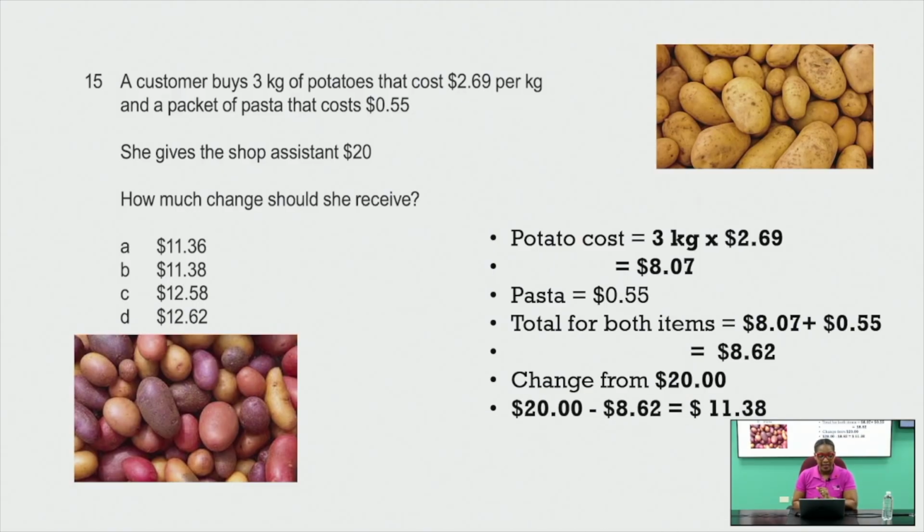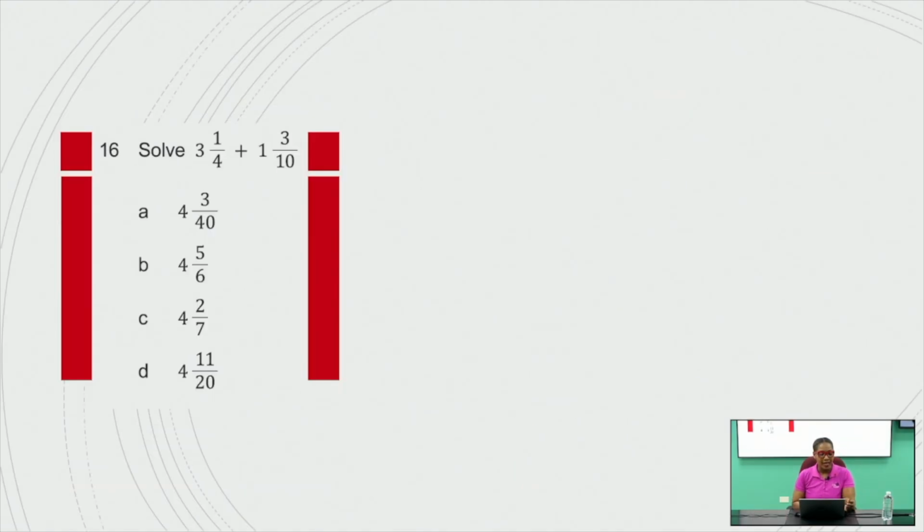And we'd subtract that and we would get $11.38. And seeing that the question asked you how much change should you receive, your option is option B. All right, we are here at question 16.